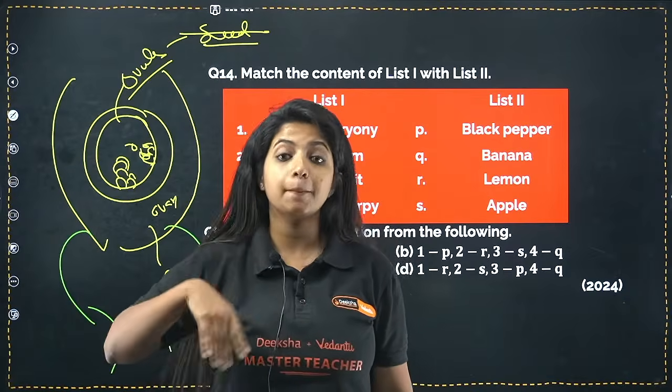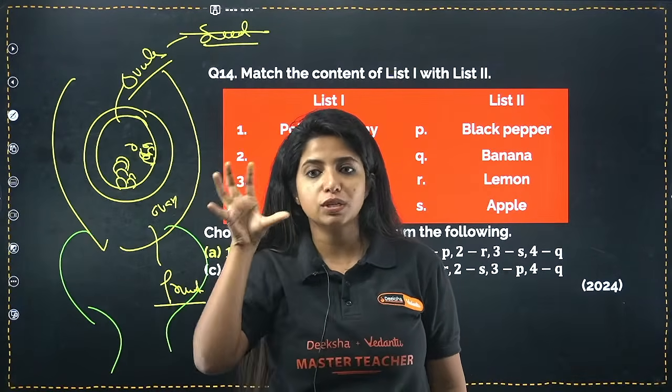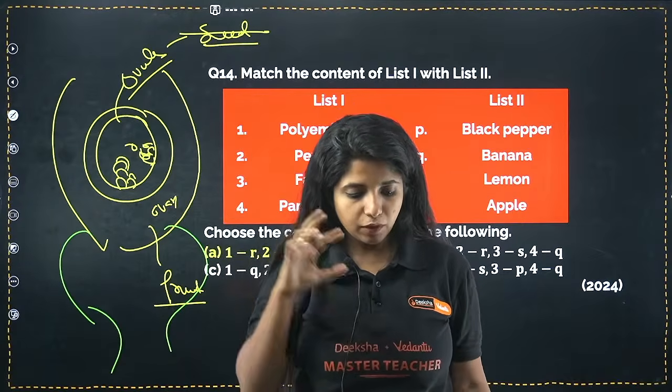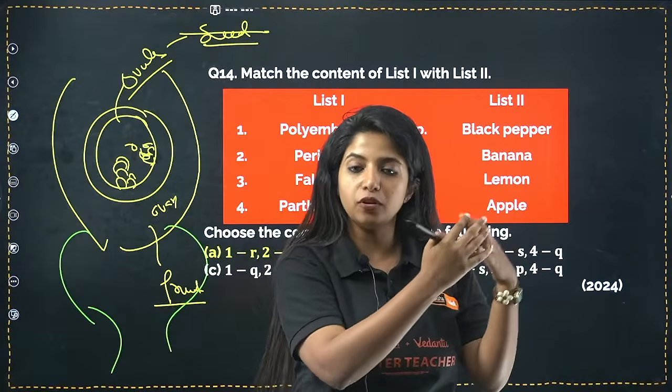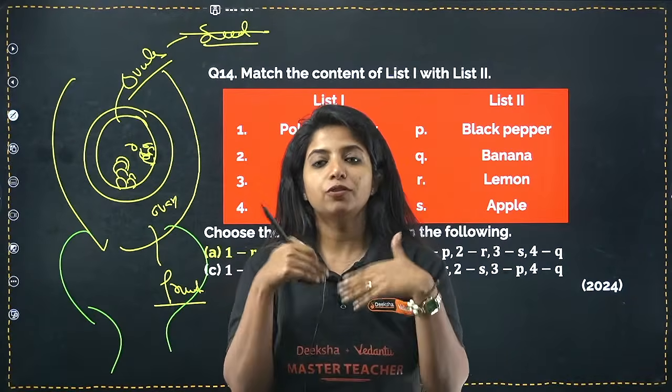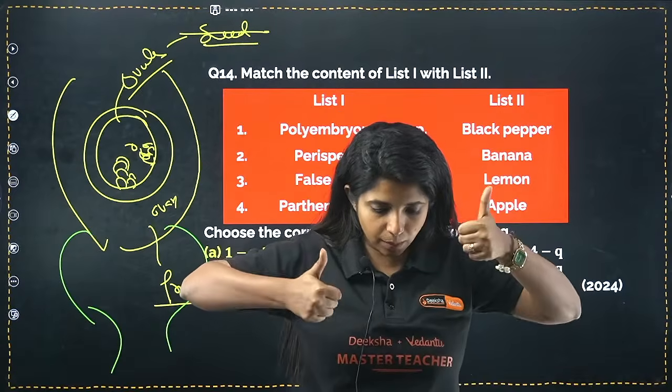Ma'am, why is perisperm black? Perisperm is found in black pepper. Okay, in black pepper you find the persistent nucleus still there, because it wants to nourish the embryo. Usually it gets degenerated long before, but sometimes it still persists to nourish the embryo. Clear? Everyone clear?